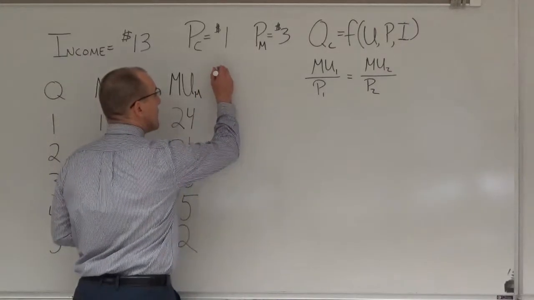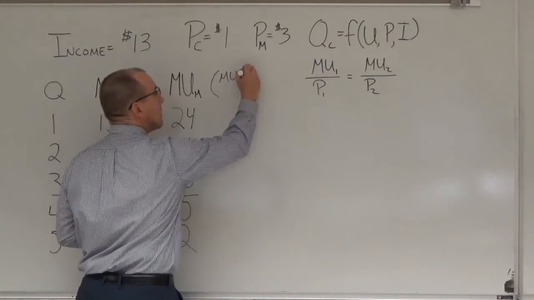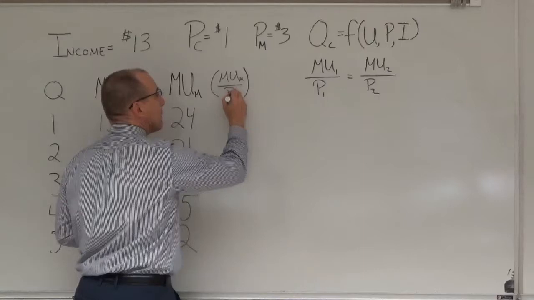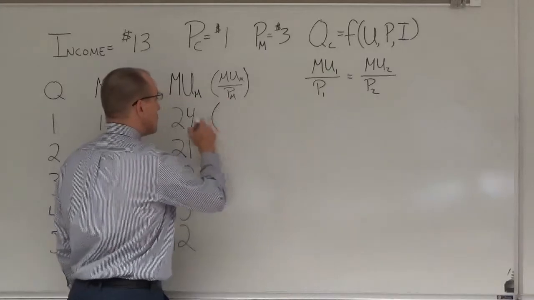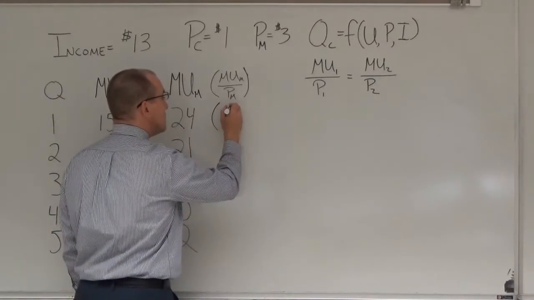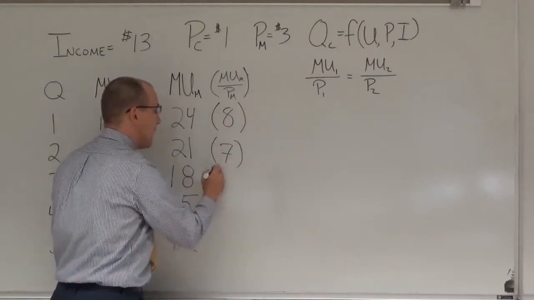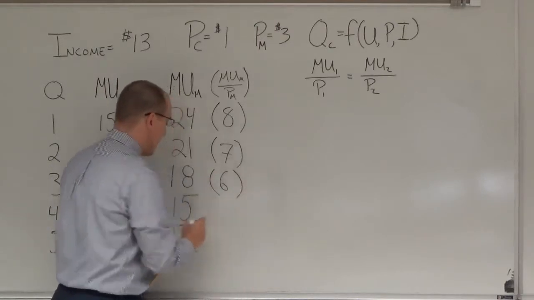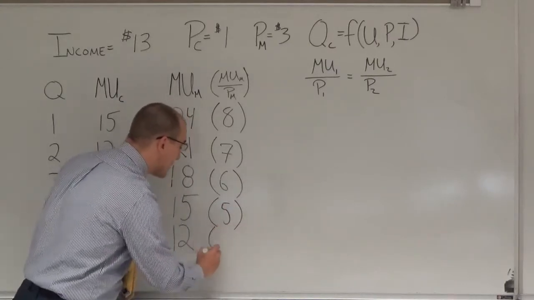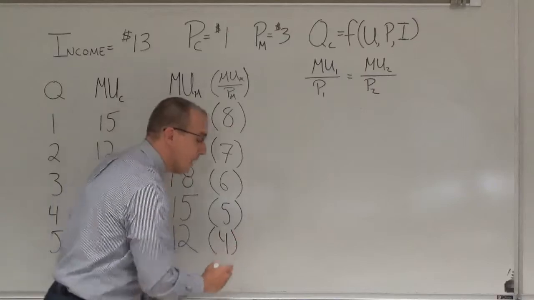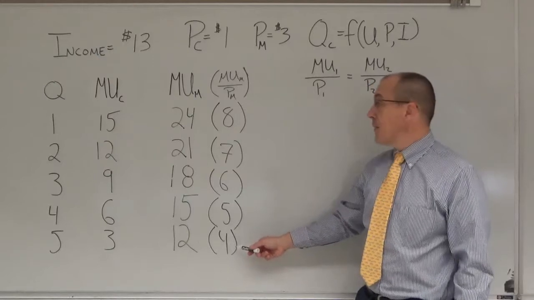I'm going to do the same thing for milk: his marginal utility of milk over his price of milk. I'm going to divide each of these by 3. So 24 divided by 3 is 8. 21 divided by 3 is 7. 18 divided by 3 is 6. 15 divided by 3 is 5. And 12 divided by 3 is 4. So that's the marginal utility to price, dividing by 3.